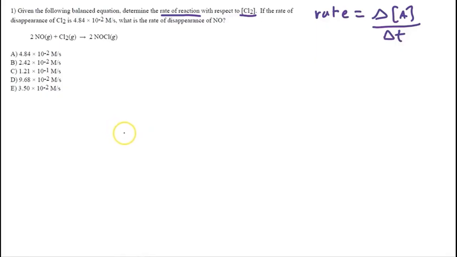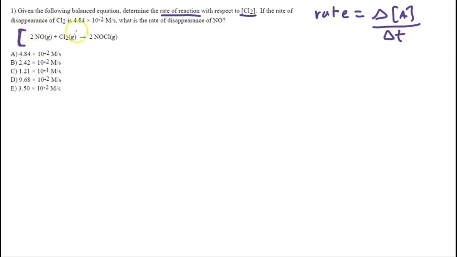That is the question. Disappearance means that Cl2 is decreasing, and in my head that also means Cl2 is probably a reactant, because usually when we're thinking of rates of reaction, our reactants are decreasing to produce the products. The first thing I'm going to do is take my overall balanced chemical equation and write the rates in relationship to all of the species. We can literally take the coefficients in front of each species and use them to our advantage to create the rate.